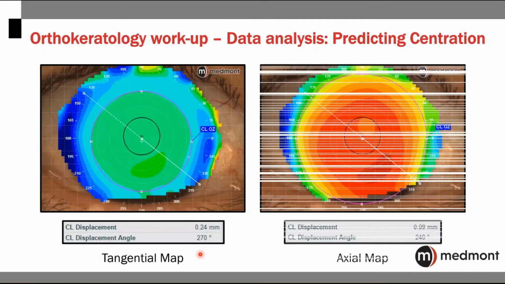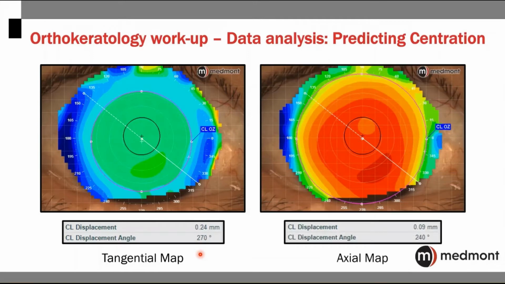map. We can perform the same function on the axial map, and we see slightly less decentration, 0.09 toward axis 240 degrees. But ultimately, what both these measurements are telling us is that the cap of the cornea is slightly inferiorly displaced, and that's going to affect the contact lens centration in the closed eye environment. As that lens finds equilibrium, it's going to center itself based on the natural rate of flattening of the eye.